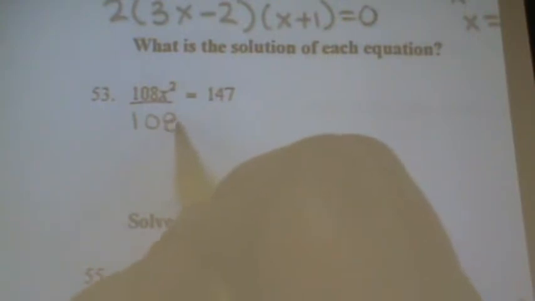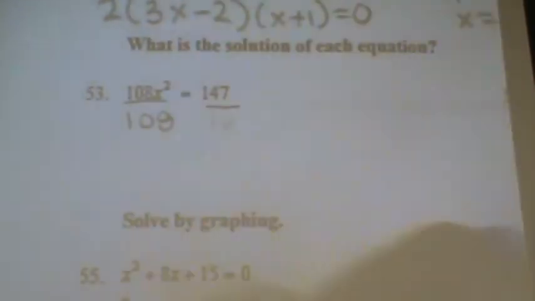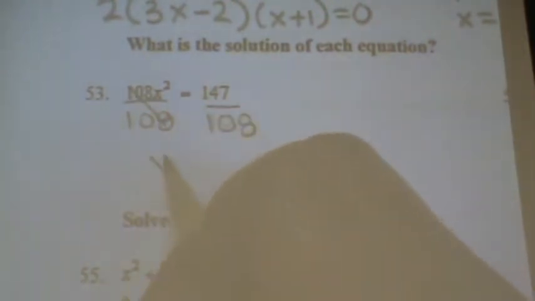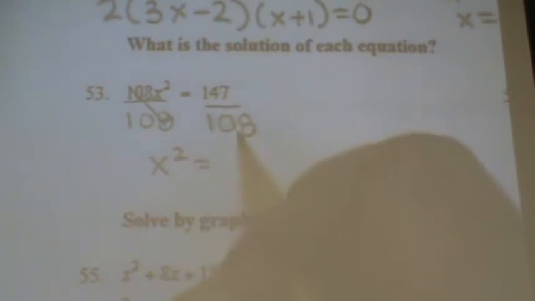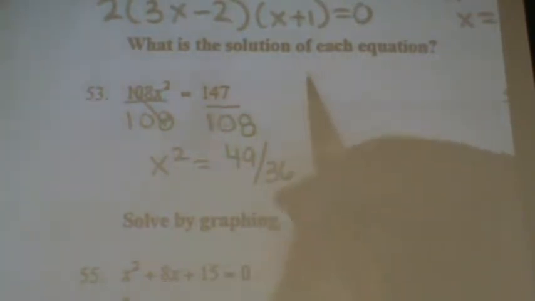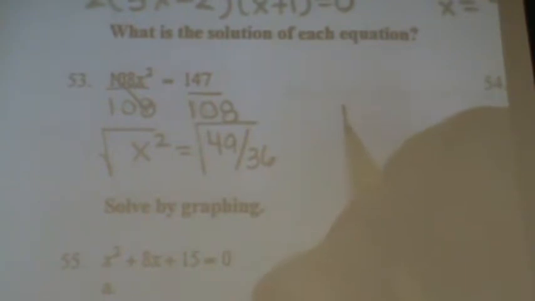This is solving, but there's no middle term, so get rid of this 108. Now, this one, you can simplify. Both of these are divisible by 3. You get 49 over 36. And now take the square root of both sides, and it's plus or minus 7/6. Plus or minus, don't forget.